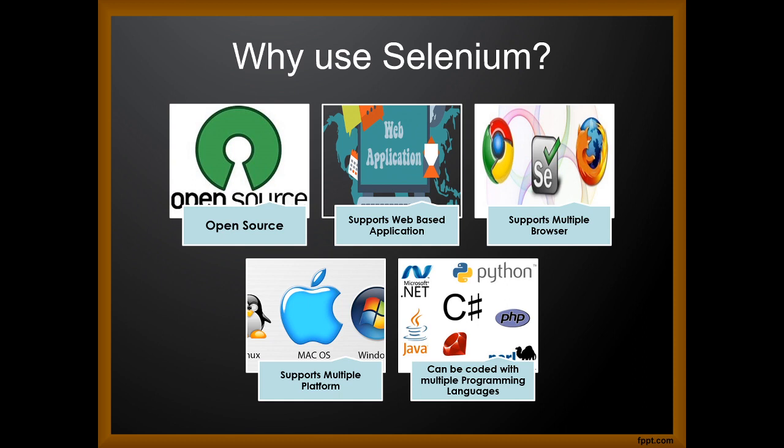The next advantage is Selenium supports multiple platforms. By multiple platforms, I mean operating systems. So it has support for Linux, Mac OS, Windows and so on. Then, as I mentioned earlier, it can be written in different programming languages. So you can write your Selenium automation code in Python, Java, C Sharp, Ruby, Perl, PHP, and so on.